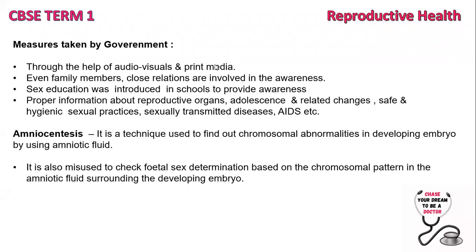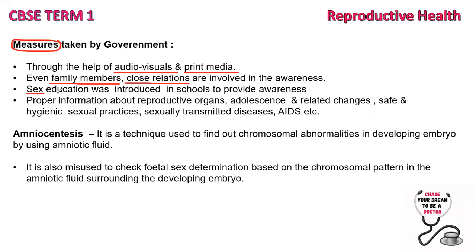Now we are going to discuss the measures taken by the government. What are the different types of measures taken by the government? Maybe you might feel I'm going a bit fast, but this is a very simple chapter and everybody knows this chapter as well. Through audio visual media and print media, the government takes measures to have a reproductively healthy society. They pass the information through audio visual or communication media. Even family members like father, mother, close relatives or friends are involved in the awareness process.